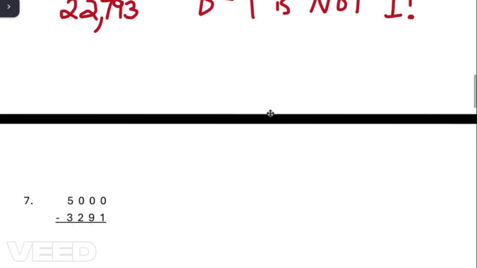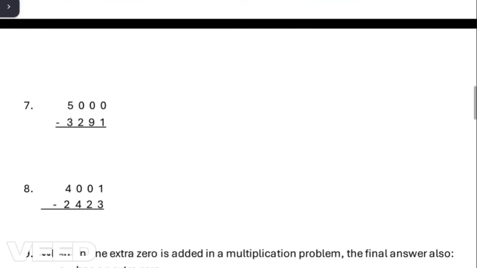Let's move on to number 7. Wow. We have 3 zeros in a row. We know we can't do 0 take away 1, and we can't borrow from this 0 because there's nothing there, and we can't borrow or regroup from this 0 because there's nothing there. So we have to go all the way to the 5, turn it into a 4, and first make this 0 a 10. Right? We add 10 to the 0 to make it a 10.